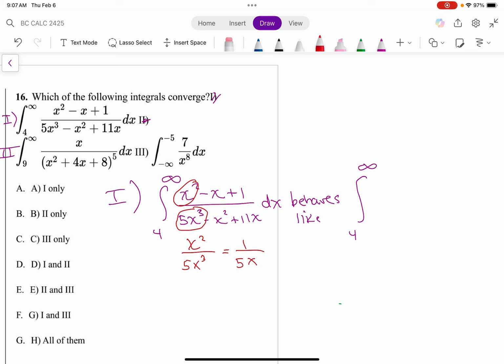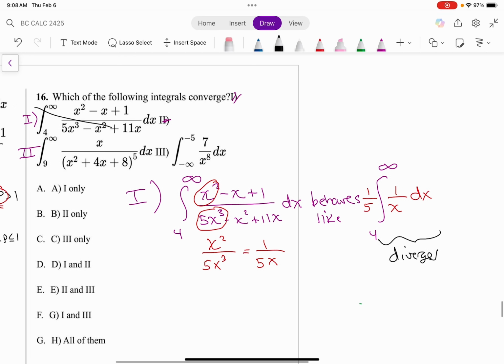Even the 1/5 doesn't really matter because that's not going to affect convergence or divergence. So put it in or don't, doesn't matter. But we recognize this as one that diverges. So 1 is out. Okay, we go look at 2.